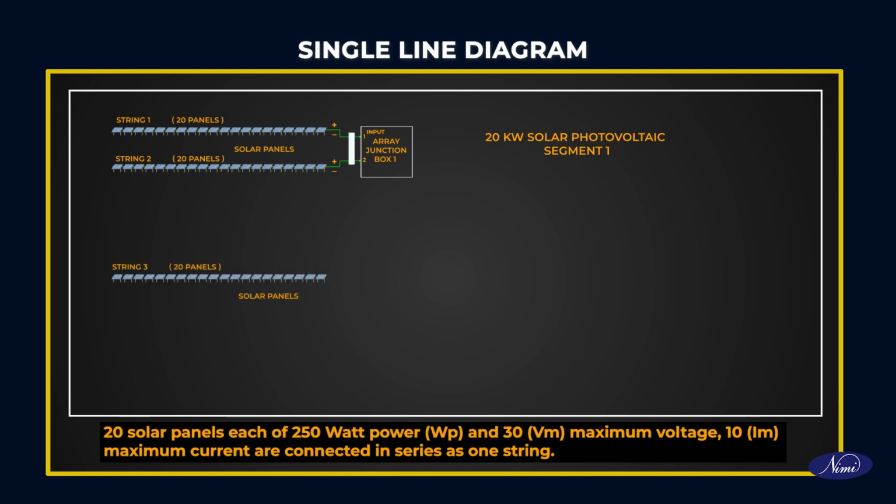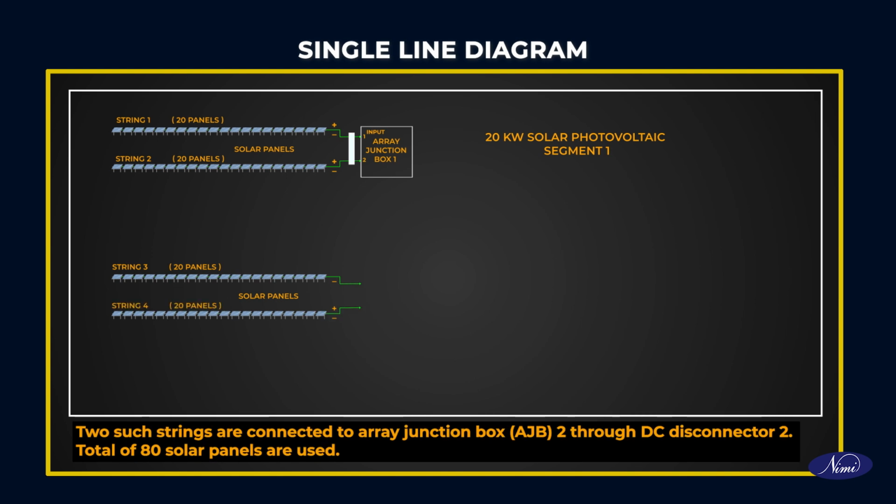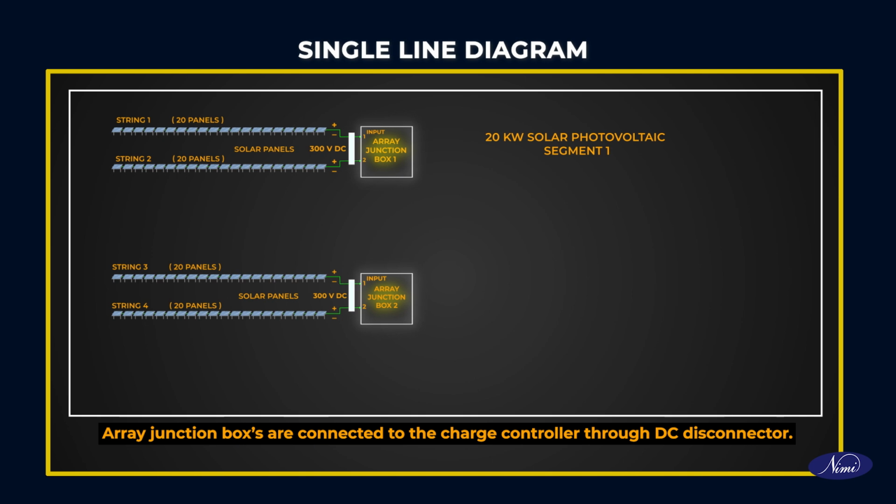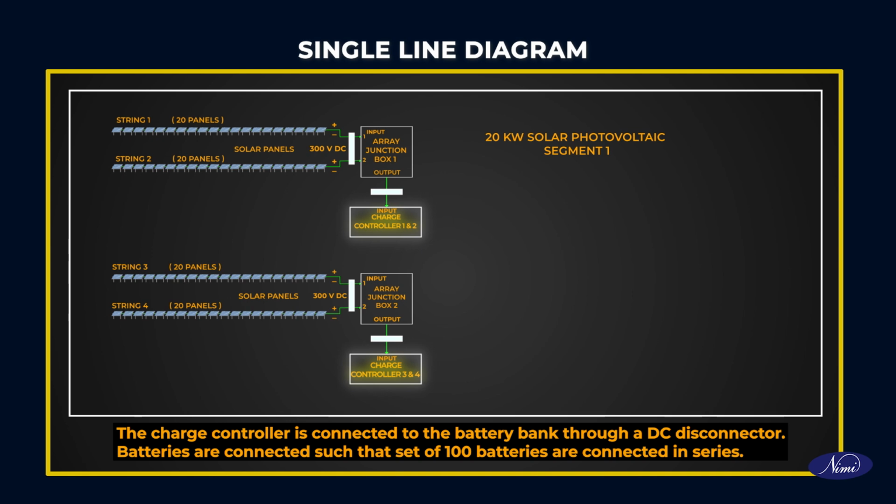20 solar panels each of 250 watt power and 30 volts maximum voltage Vm, 10 amperes maximum current Im are connected in series as one string. 2 such strings are connected to array junction box 2 through DC disconnector 2. A total of 80 solar panels are used. The output of the array junction box would be 300 volts at 30 amperes. Array junction boxes are connected to the charge controller through a DC disconnector. The charge controller is connected to the battery bank through a DC disconnector.